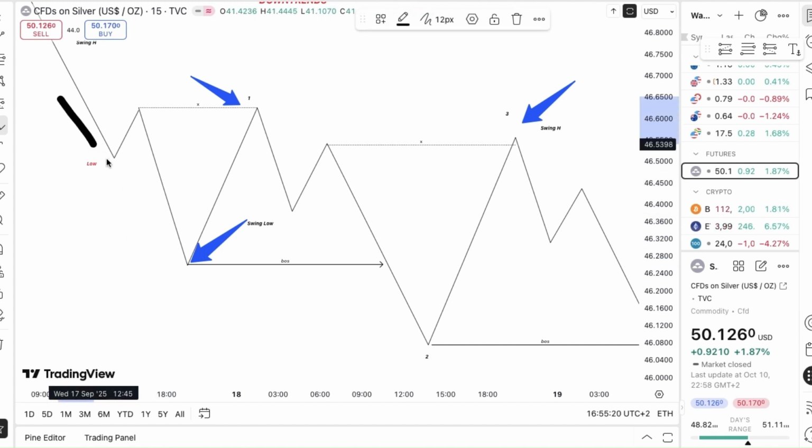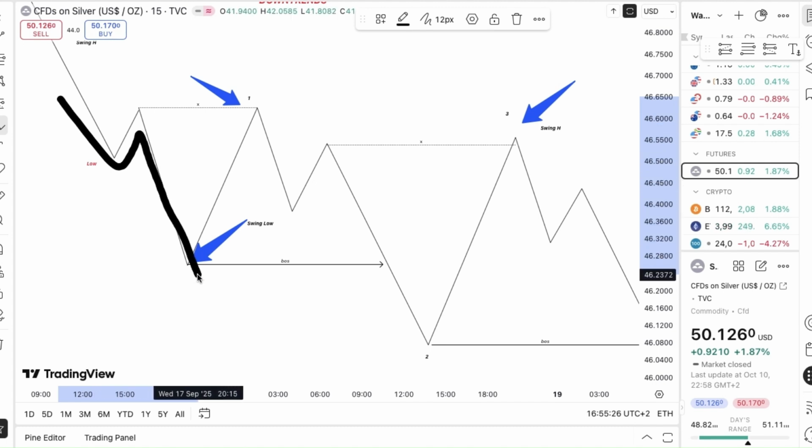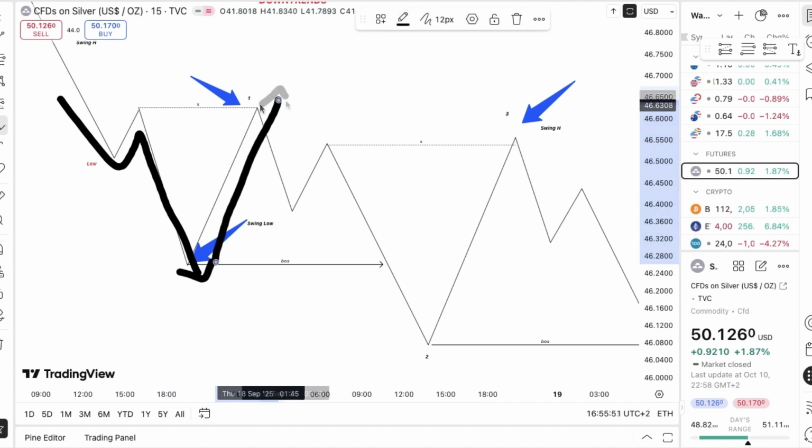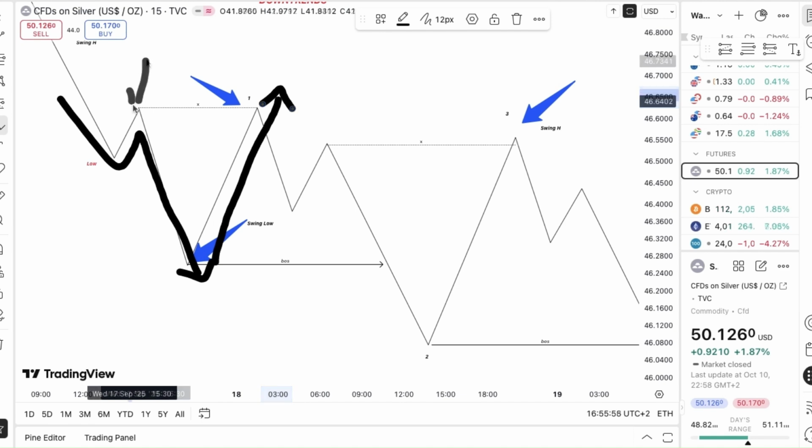Again, we created a low, and then we went up, and then we created a lower low. But look at what happened on this lower low. This is not just a lower low. What is it then? It is a swing low. Why is it a swing low? Because it immediately took out the last high.